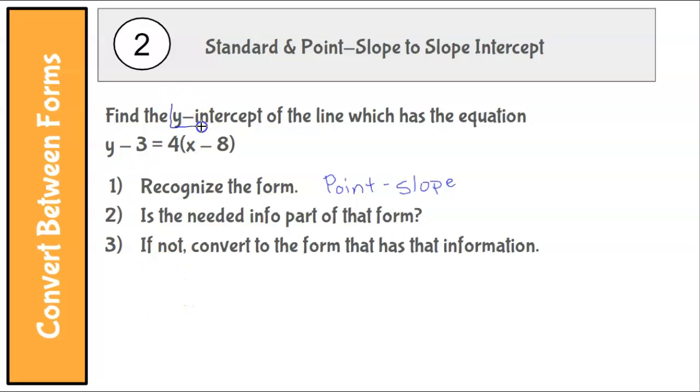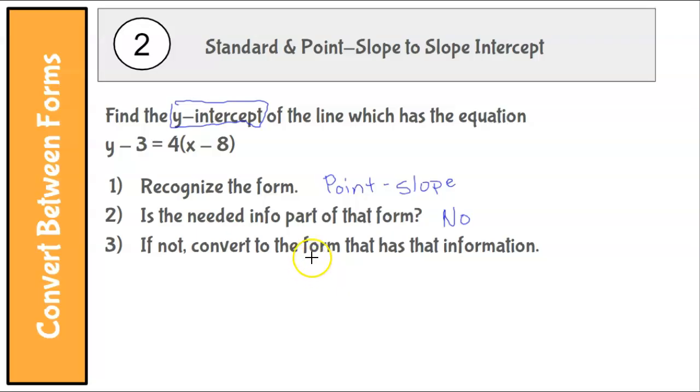I'm supposed to find the y-intercept. Well, it's in point slope. So from point slope, we can find a point and a slope, but not the y-intercept, just a point. So it's not part of this form. So we need to convert it to a form that has that information.